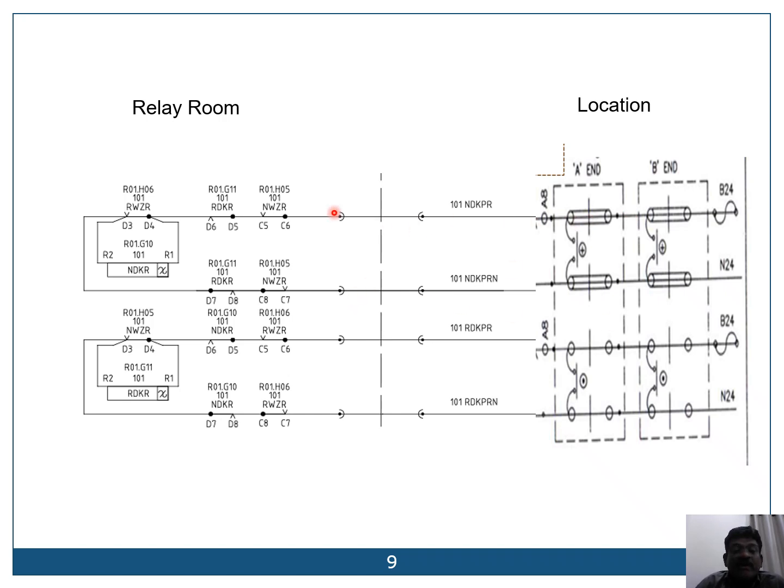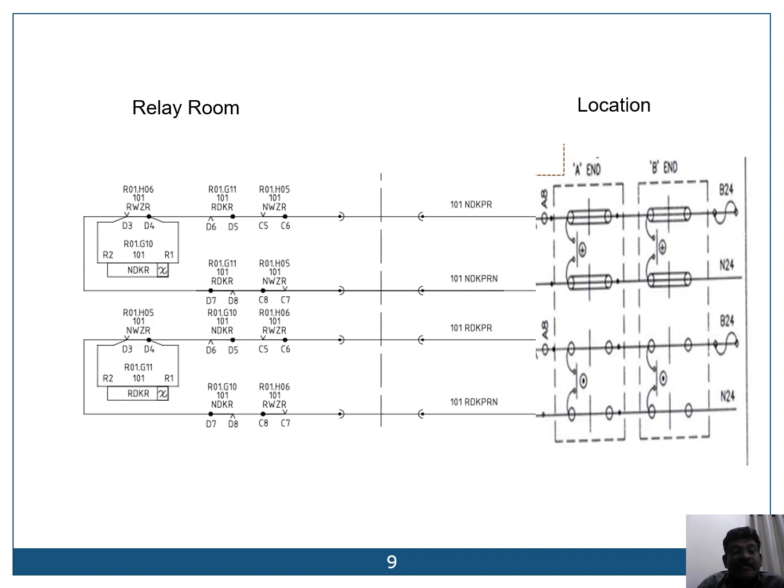In this relay room, we are giving through the front contact of NWZR and back contact of RDKR to pick up NDKR. Here the incoming power supply, 24-volt supply, is not directly given to RDKR, but we are using two extra contacts here. In a new circuit there is a change. These two contacts are not given. Instead, the output supply is directly picking up NDKR. We will see it in the next slides.